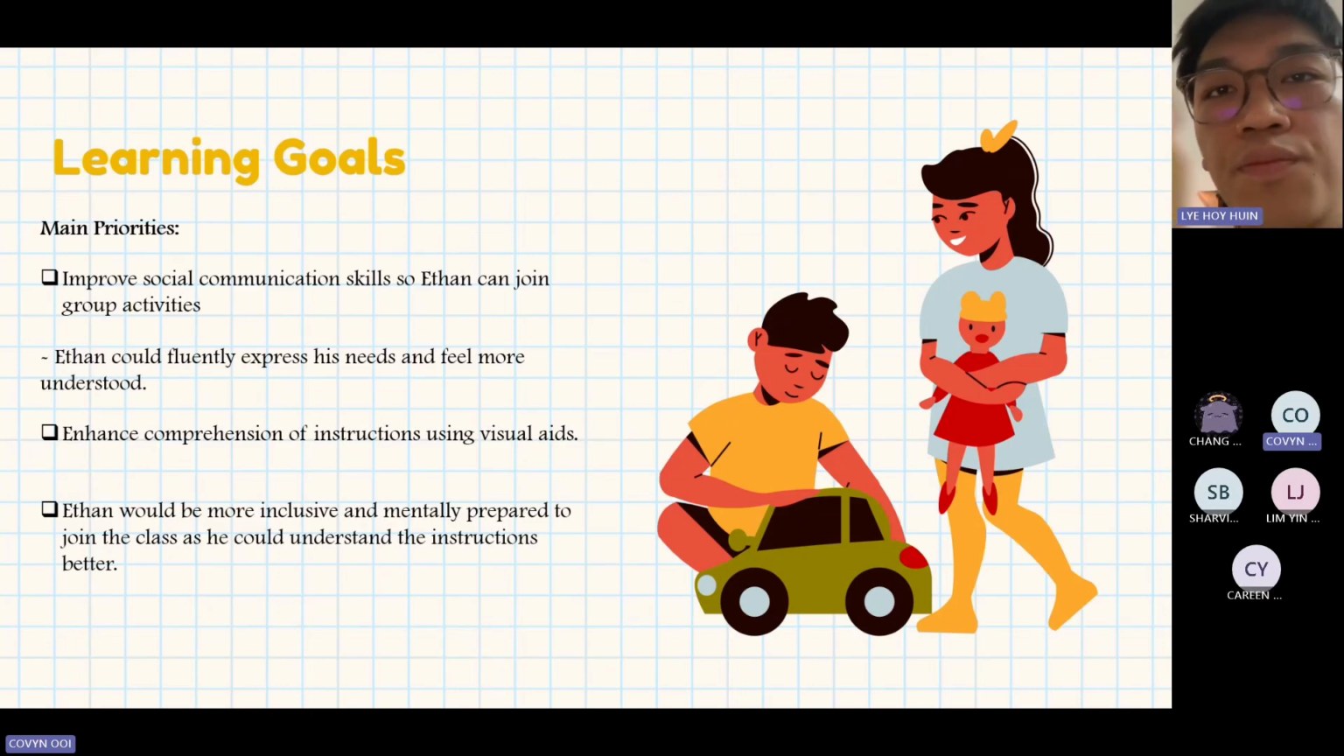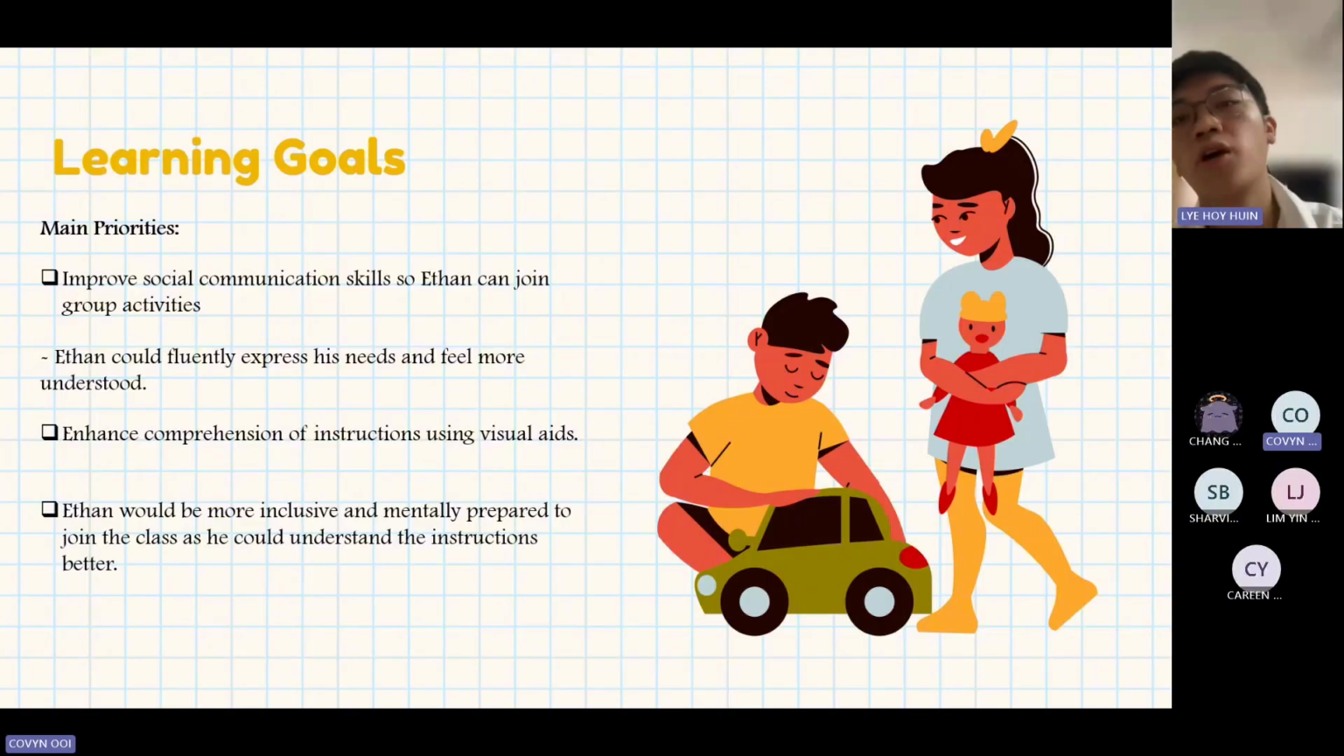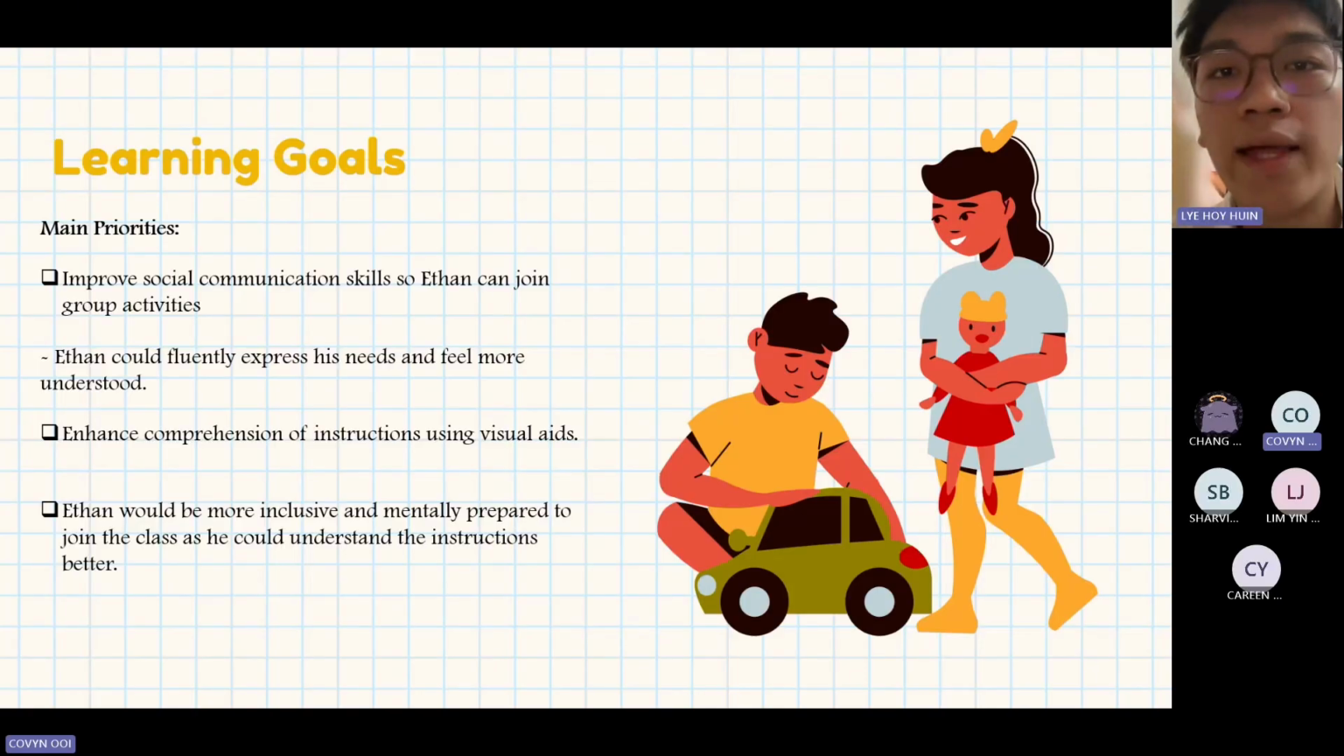There are several main priorities in this IEP. Firstly, is to improve social communication skills so Ethan can join group activities. Therefore, Ethan could fluently express his needs and feel more understood by his peers. Next, to enhance comprehension of instruction using visual aids, Ethan will be more inclusive in the classroom and mentally prepared to join the classroom, as he now understands the instruction better. Now I'll pass the slide to Jiayan. Thank you.